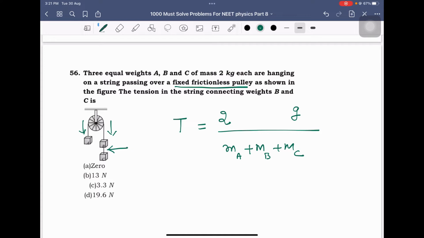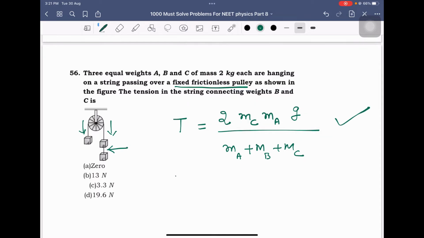Then if you observe here, if the mass of C becomes 0, then there is no tension in this string. So the mass of C, MC, should come in the numerator. And let us suppose that the mass of A is 0. Then this system will be in free fall, so there will not be any tension in this string. That means the mass of A also should come in the numerator. This is how you can remember this formula.